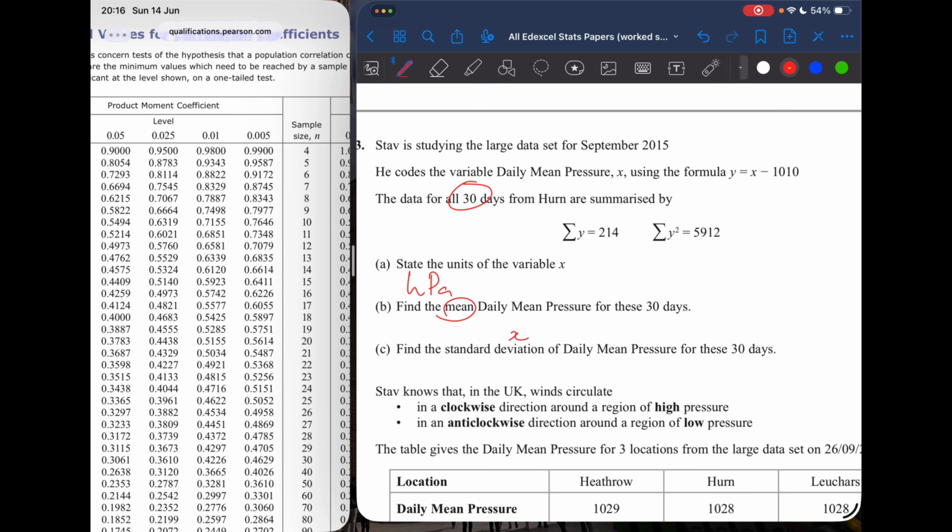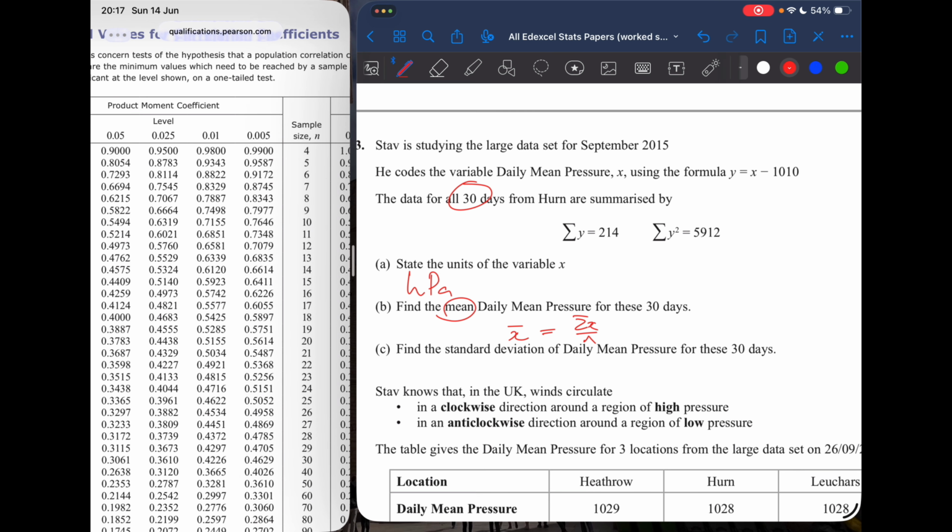No, we're calling it x still. So the mean of x is the sum of x over n. Why is it still x? Because we're doing the daily mean pressure. Daily mean pressure is x, so we're still using the x values. Unless I'm being silly and overthinking it. I'm guessing they're just going to use the model. No, we are just using, yeah, okay, I was being smart.